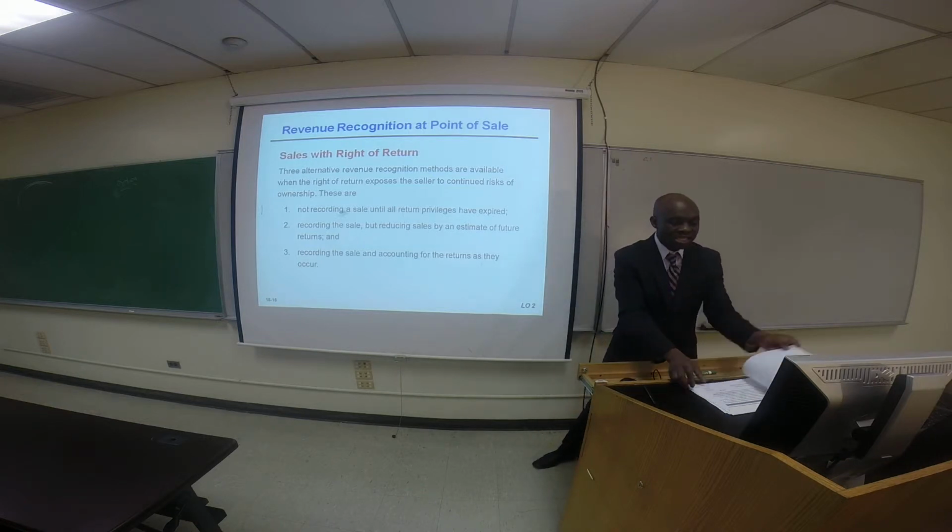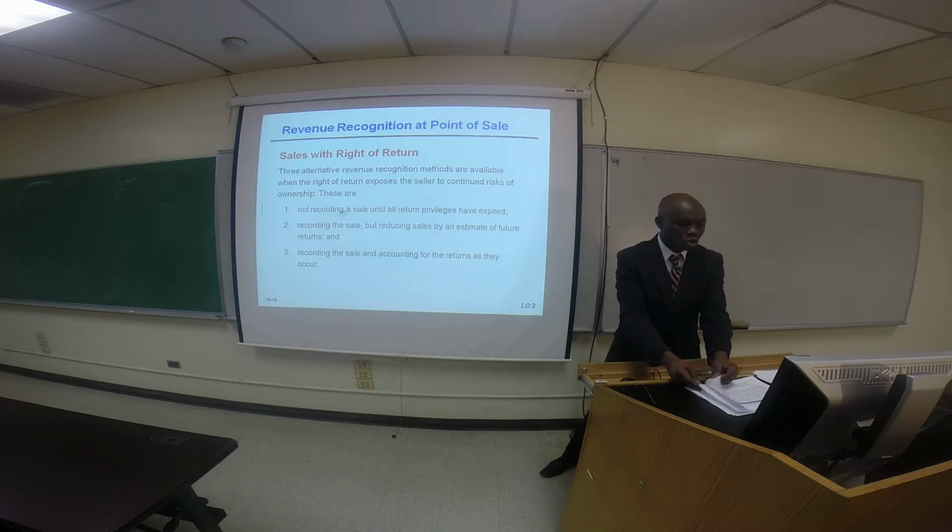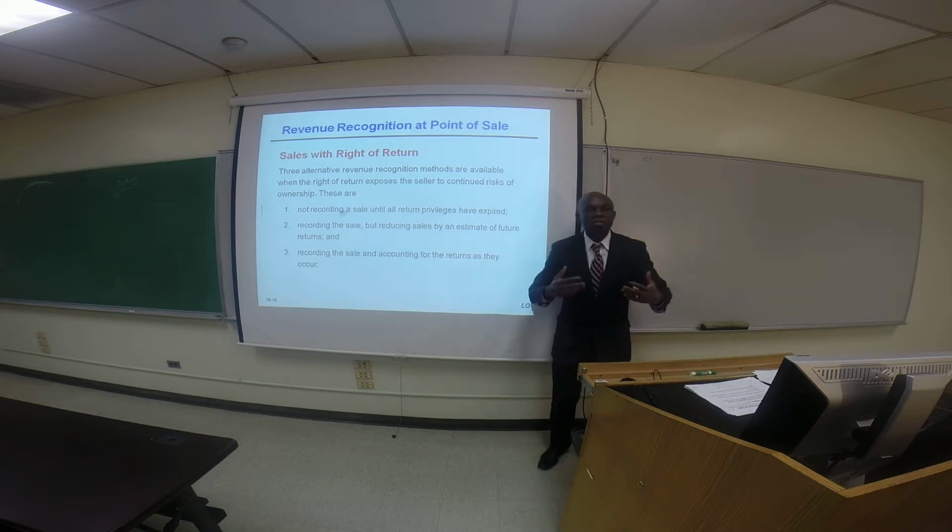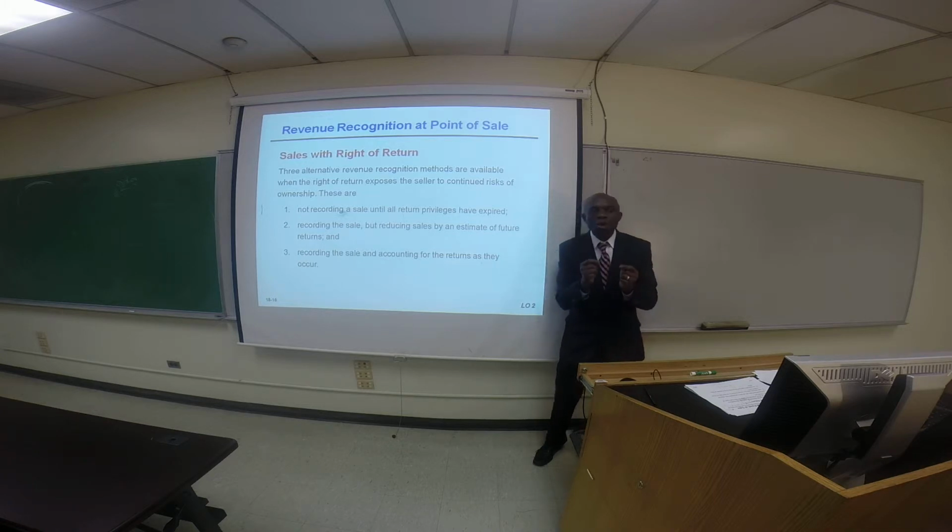So let's take a look at example 2 of point of sale, and that is sales with right of return. What does that mean? Listen to this very carefully. So that is a situation whereby we, the seller, sell goods to our customers, and we say to our customers, you have the right to return these goods to us for whatever reason. So when we have that kind of arrangement with our customers, then we are taking the risk of ownership of those goods that we sold our customer, because if they are not able to sell it for whatever reason, they are going to return the goods back to us.